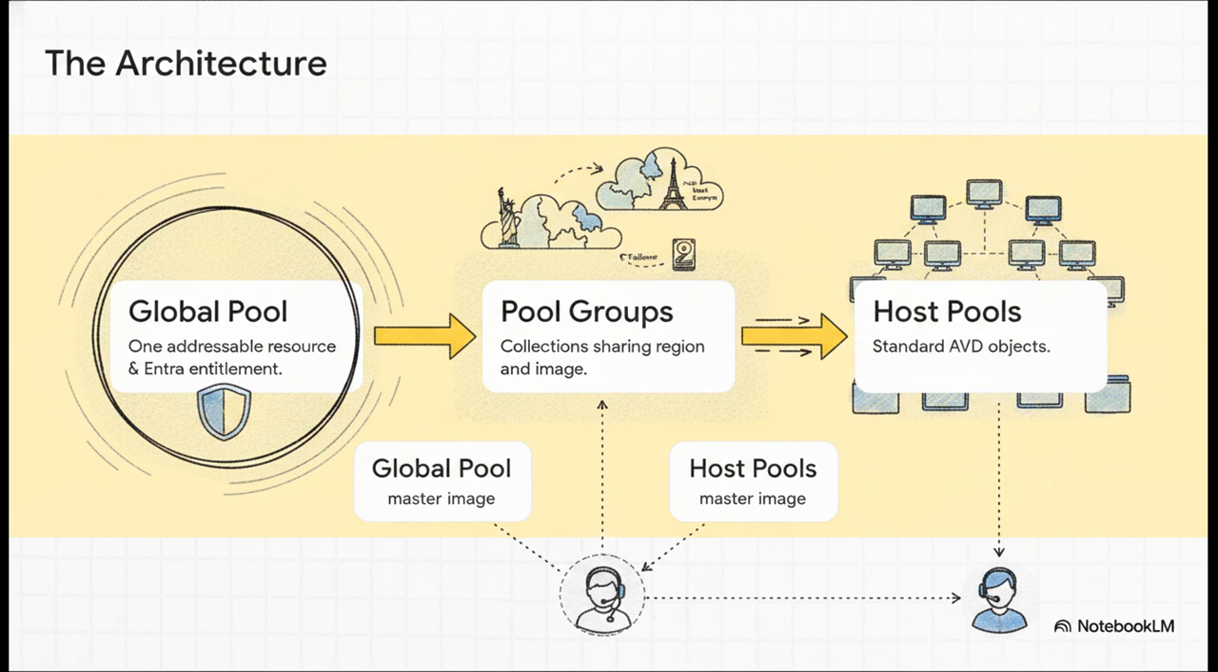This is your one addressable resource and your one single entry entitlement that enforces settings across everything sitting below it. Then, at level 2, we have the pool groups. You can think of these as collections of host pools that share common traits. Maybe it's a specific region, a subscription, or a master image. For example, you could have a pool group for East US and another for West Europe that acts as a failover. Finally, down at level 3, we have the individual host pools.